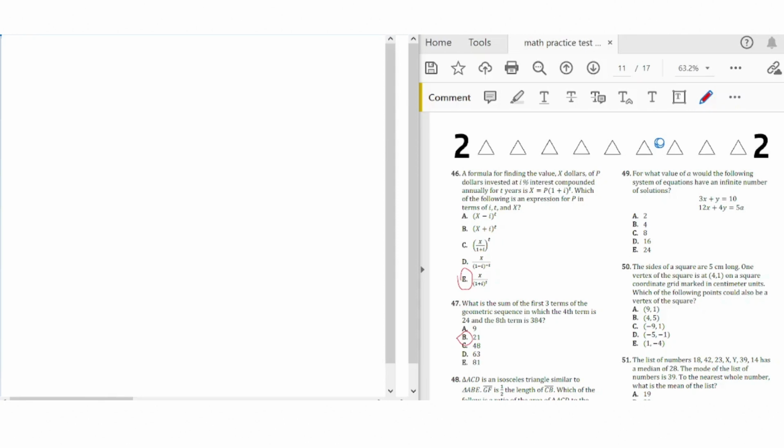All right, moving on to problem 49. For what value of A would the following system of equations have an infinite number of solutions? Remember, a system of equations has an infinite number of solutions when the two equations are the same equation. So let's put them into y equals mx plus b form to make this a little bit easier, because they're going to be the same equation when they have the same slope and the same y-intercept.